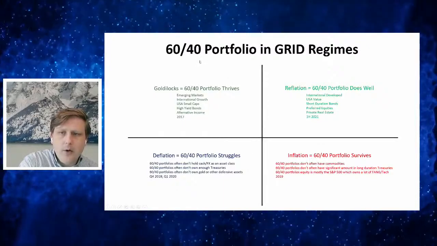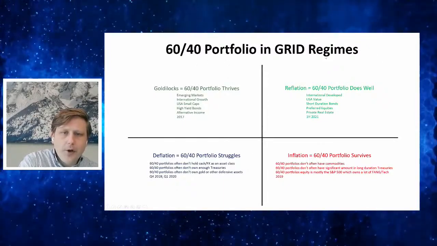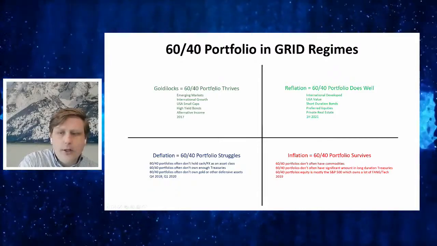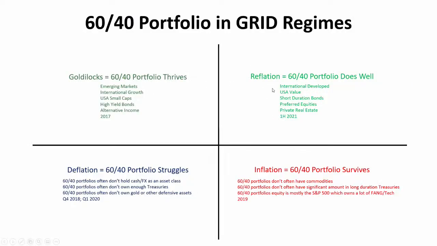And I quickly wanted to go over how the portfolio looks in these different grid regimes. Obviously, in Goldilocks and reflation, this portfolio thrives and does very well because it has exposure to emerging markets, international, small caps, high yield. 2017 was like a year when emerging markets really ripped and did well.